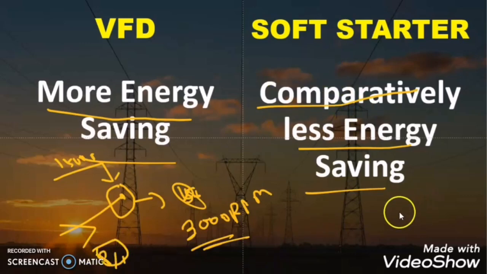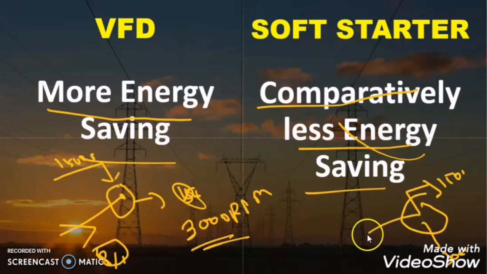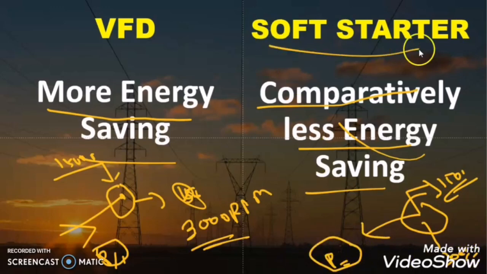But in case of soft starter, we start the motor and the motor reaches its rated speed of 3000 rpm. Now if the operation requires only 1500 rpm from the motor, we don't have anything to control the speed of the motor. The requirement is 1500 but we are rotating the motor at 3000, so the power is always the same, even if the requirement is less or more. So in this case the soft starter is not giving the energy saving facility, but the VFD is giving.